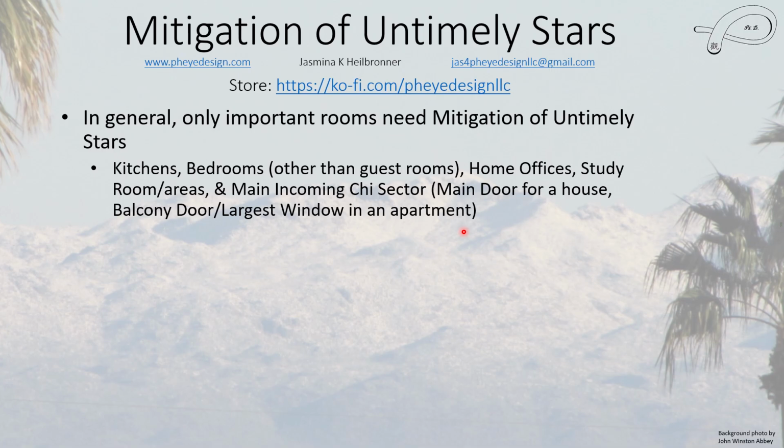And so you have to know that for this case, you just have to know the general sector, not the subsector. And this is where the incoming chi sector is very important because that gives you the general energy coming in. And when we do chi flow, this is where we start, at either the main door or the balcony door or perhaps the largest window.